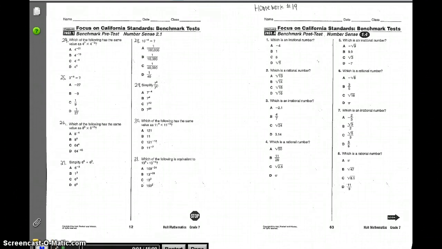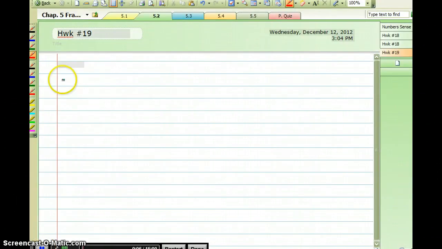Hi, this is Mrs. Zhu, and we're starting homework number 19. We're going to start with the first problem here, number 1, on irrational numbers.